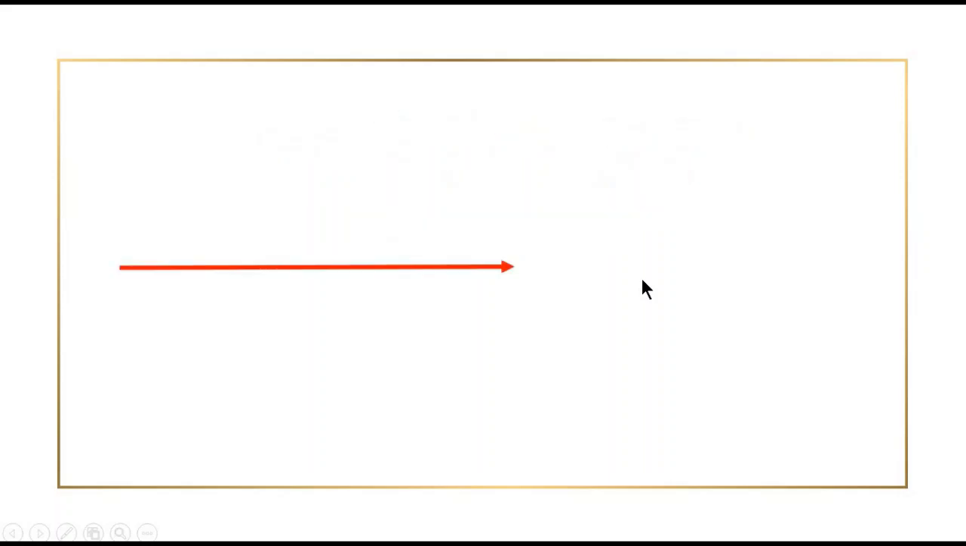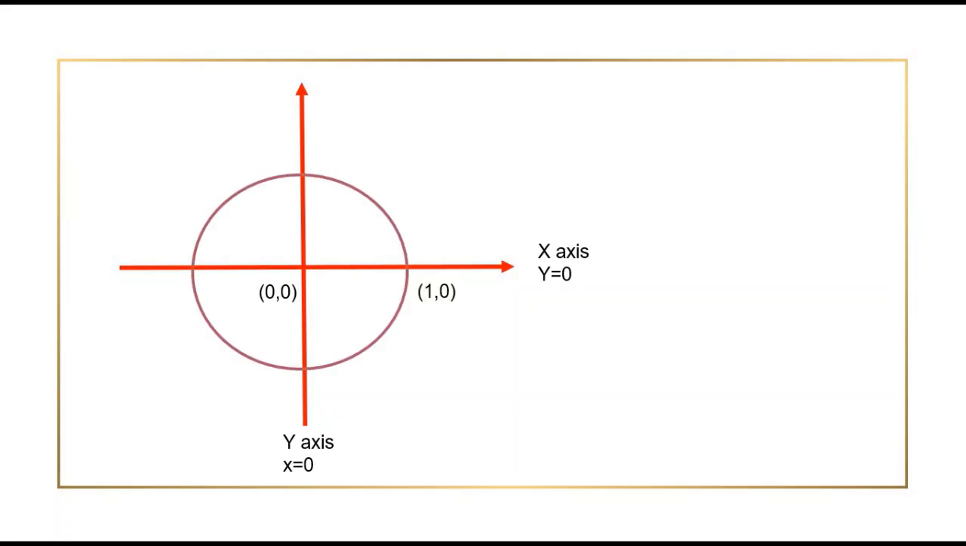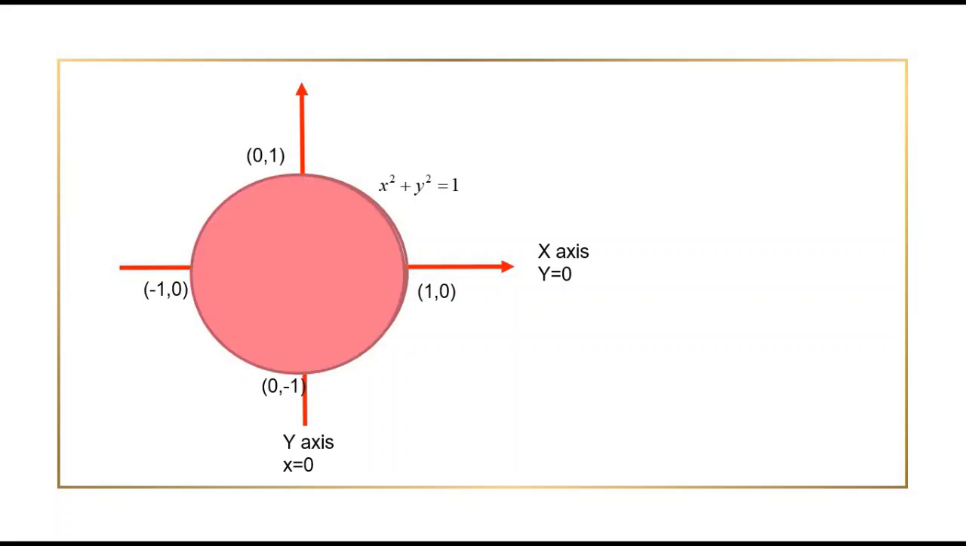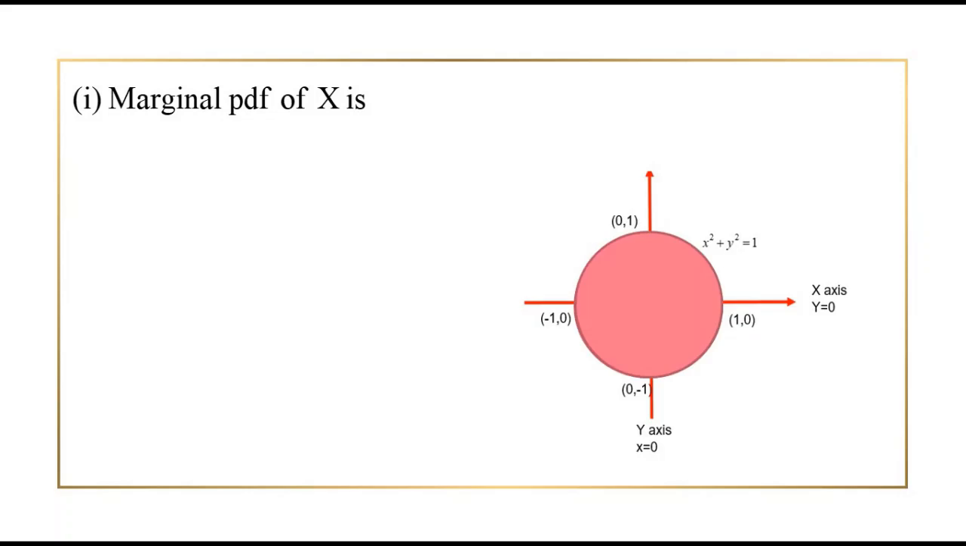Now we are going to draw the region 0 less than x square plus y square less than 1. For that, consider the x-axis, y-axis, this is our origin, and draw the equation x square plus y square equal to 1, which is nothing but a circle. Now we have to shade the region x square plus y square less than 1, that is the interior of the circle.